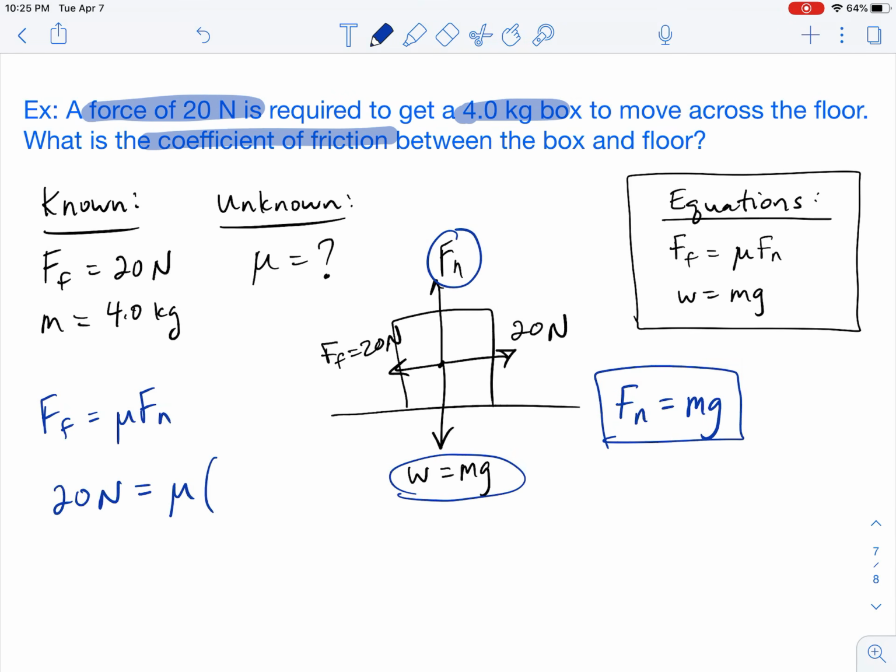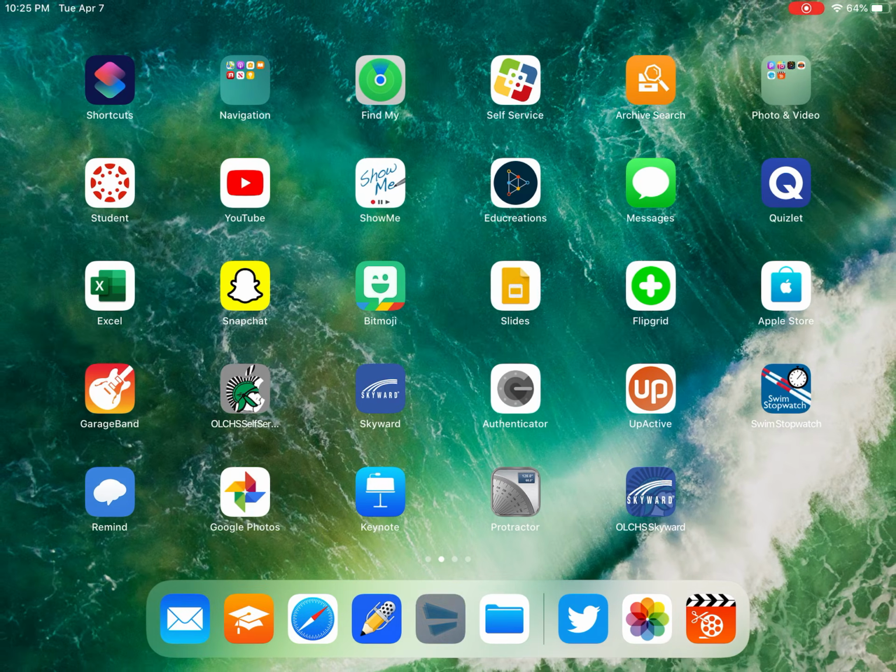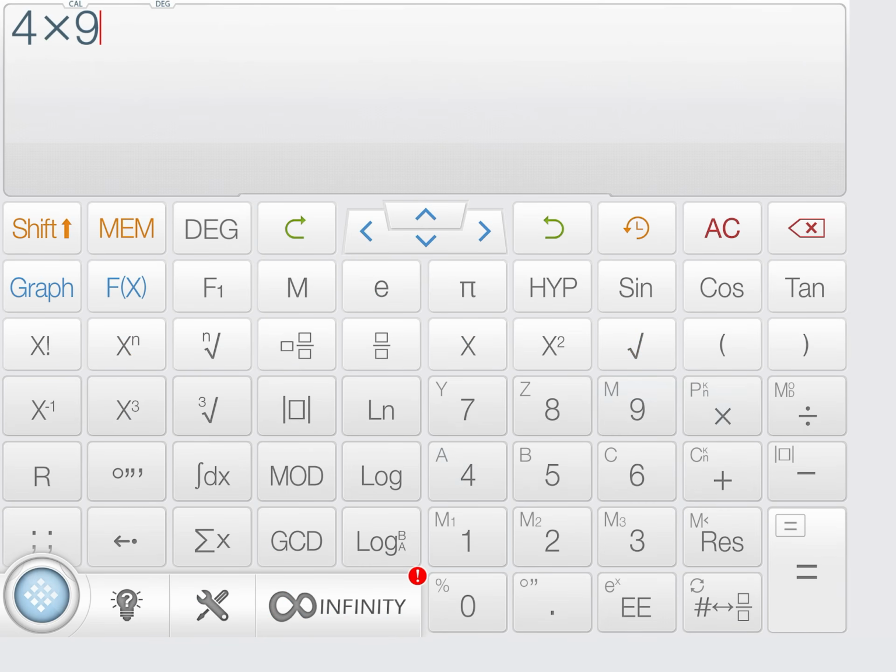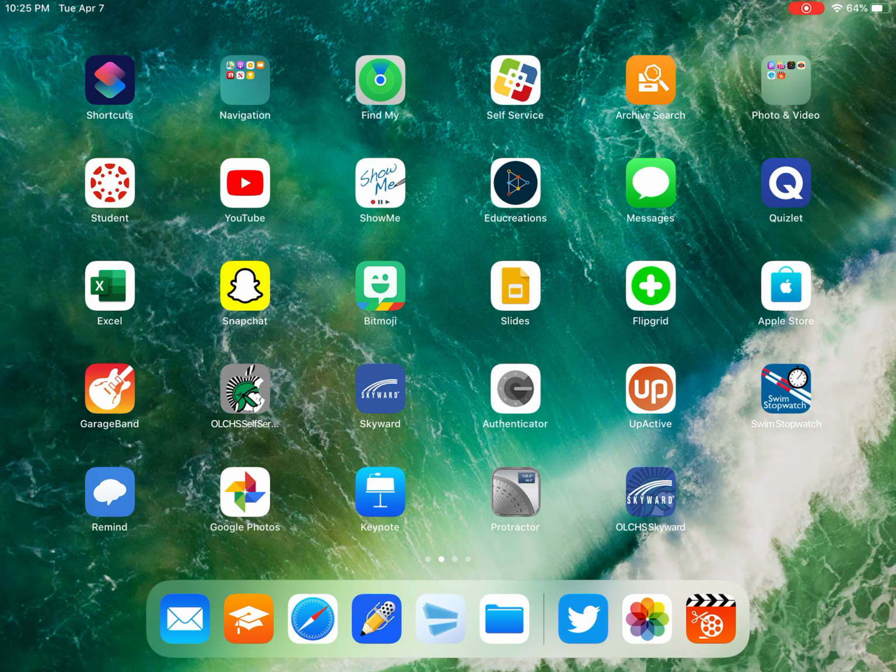So our mass was 4 kilograms. Our gravity is always 9.8. I use positive 9.8 when it comes to forces. So our 20 newtons is going to equal mu times, let's see, 4 times 9.8 gets us 39.2.